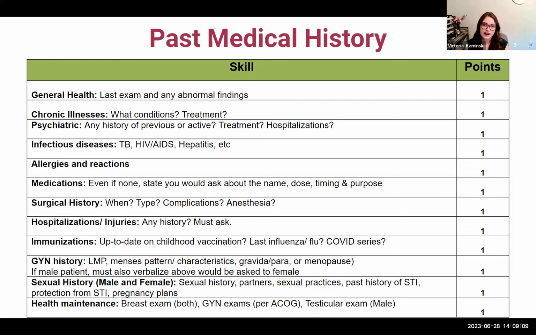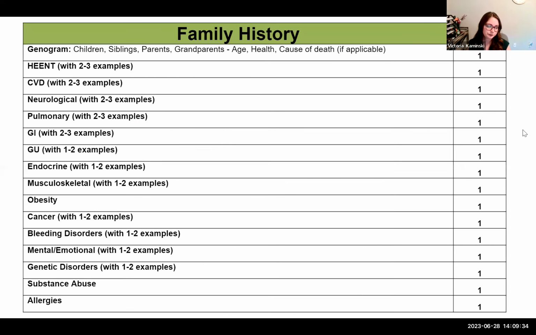With sexual history, you're asking both male and female patients about this, their partners, sexual practices, history of STIs, protection, and pregnancy plans. And then for health maintenance, both male and female patients should be asked if they're performing self-breast exams. For female patients, we're asking about gynecologic exams per the American College of Gynecology guidelines and testicular exams for males. All of those areas are going to get you 1 point each.